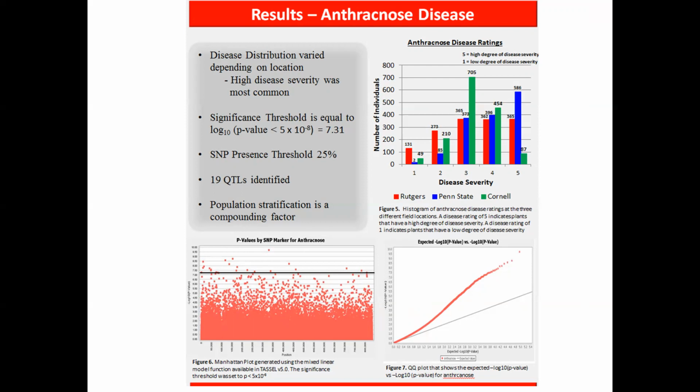And if we take a look at the QQ plot on the right, it shows that there's a divergence between the expected p-values and the observed p-values. And this is indicating that there's likely some type of population stratification and differences in allele frequency in this underlying population structure.